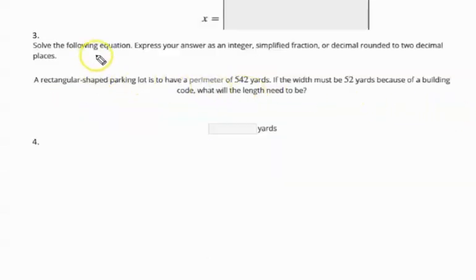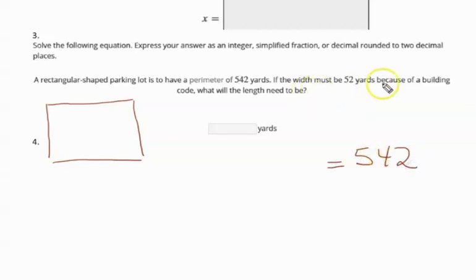Now for this next one, I would suggest you make a rectangle, and you're dealing with perimeter. So the total perimeter is going to be 542 yards. And it says the width must be 52. What we don't know then is what must the length be. So these are our lengths.